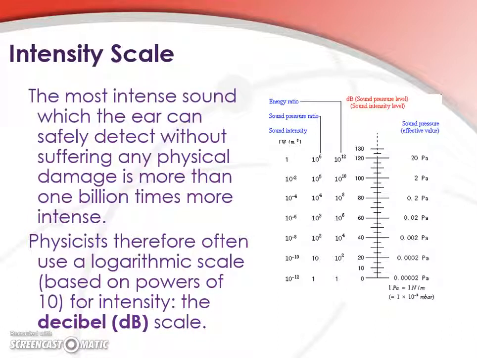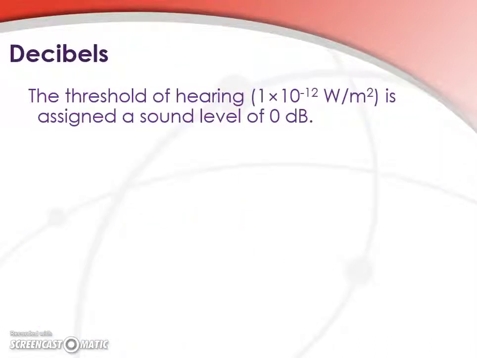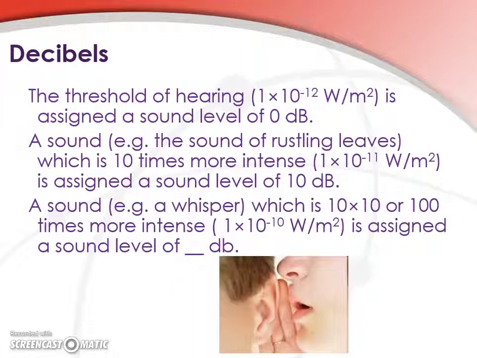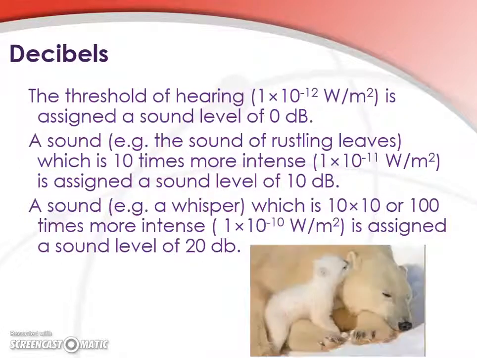Now, we have a decibel scale, and you may have heard of it, for describing the intensity of sound. The way the decibel scale works, the threshold of hearing, which for an average person is again 1 times 10 to the negative 12 watts per square meter, is assigned a sound level of 0 decibels. And a sound 10 times more intense than that, say the sound of rustling leaves, is assigned a sound level of 10 decibels. Something 10 times as strong as that? Well, we assign that a sound level of 20 decibels.